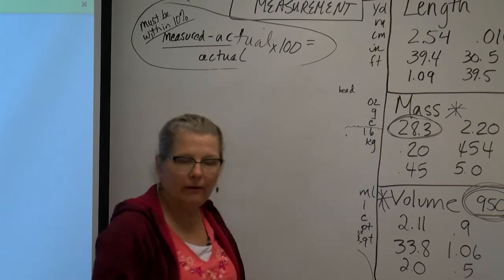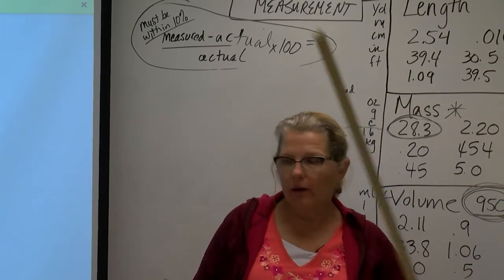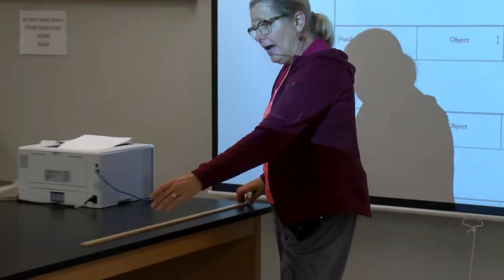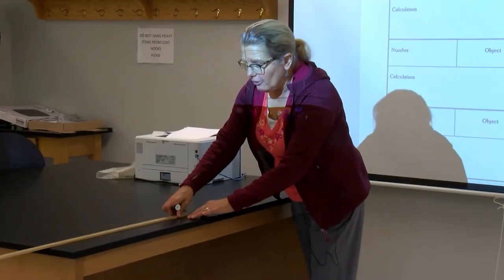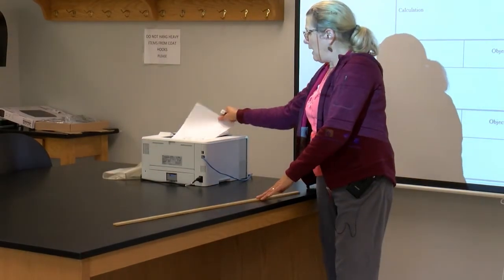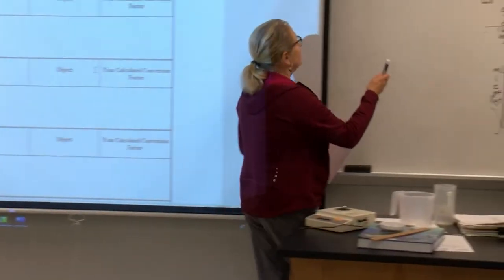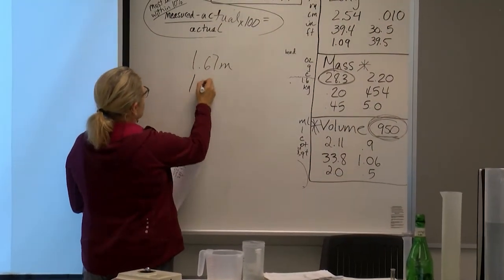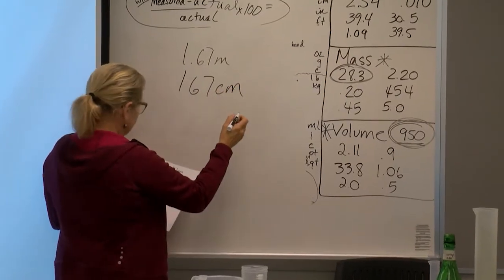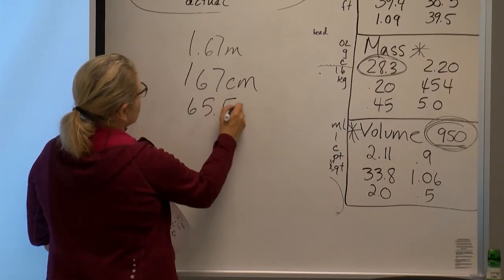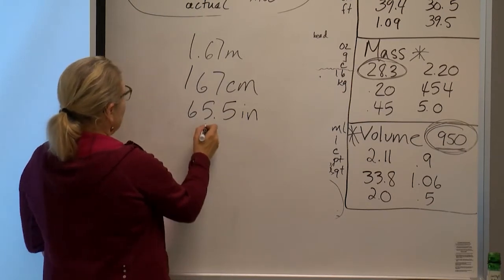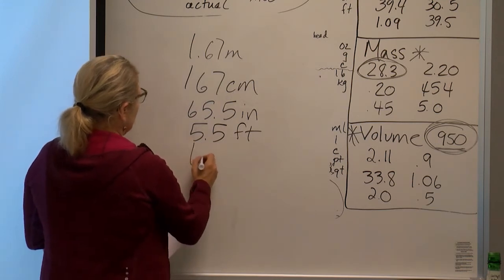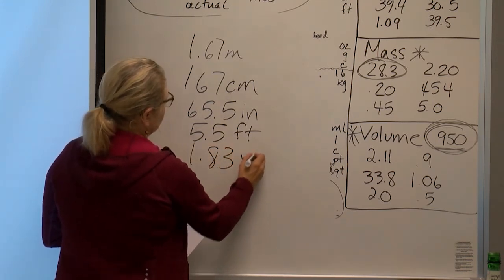One more set of data. And I'm just going to tell you right now that I measured this lab table. And I measured it in several ways. I measured it in meters, and it was 1.67 meters. I measured it in centimeters. It was 167 centimeters. I measured it in inches. It was 65.5 inches. I measured it in feet. It was 5.5 feet. And I measured it in yards. It was 1.83 yards. Okay.